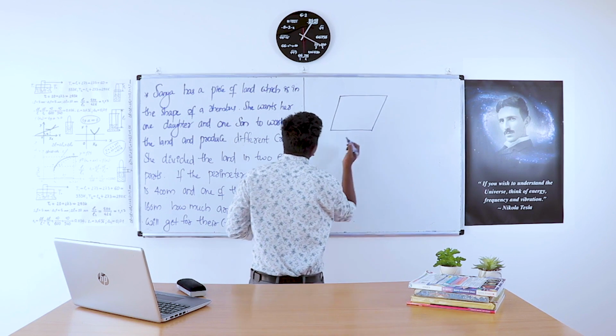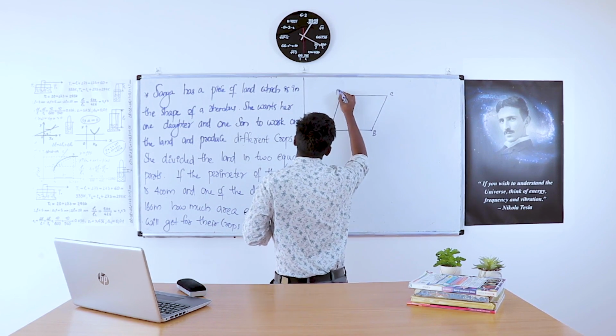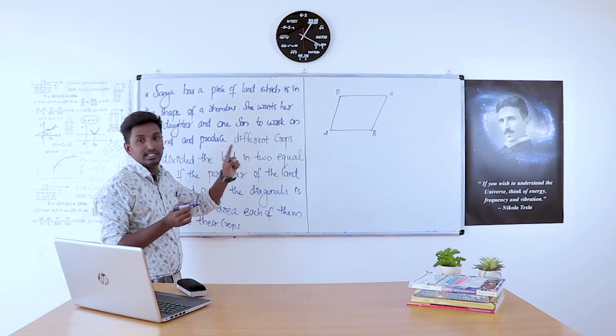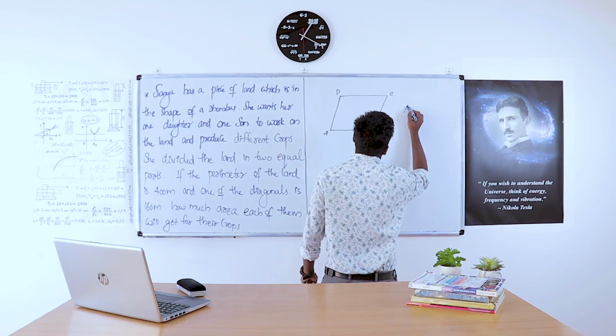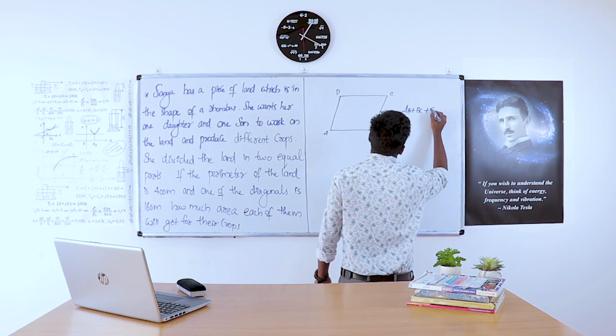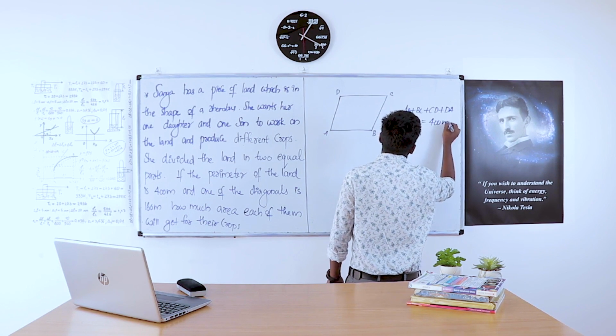Okay, this is the piece of land. I just named it as A, B, C, and D. And we are given that the perimeter of the land is 400 meter. That is AB plus BC plus CD plus DA is equal to 400 meter.